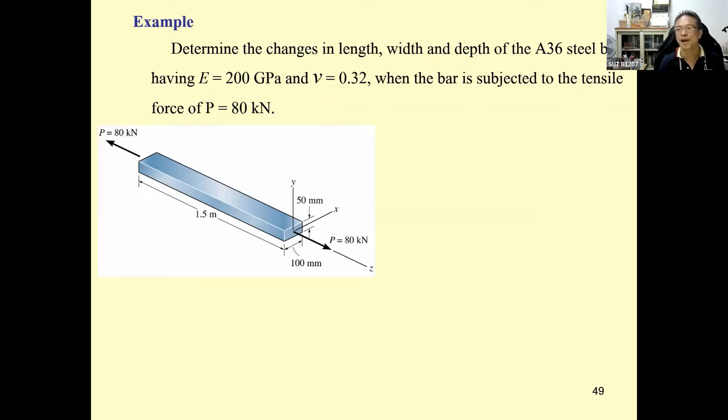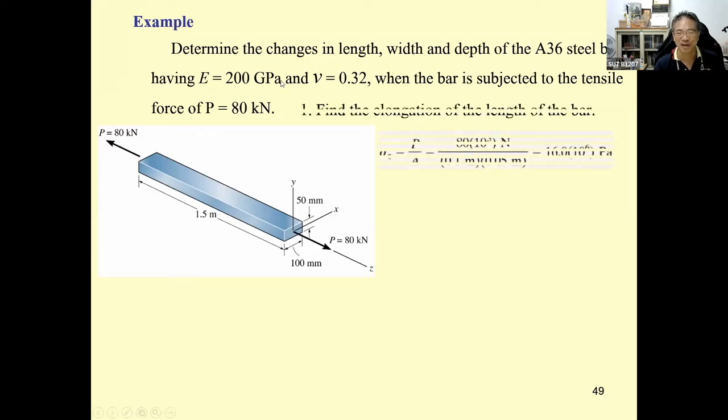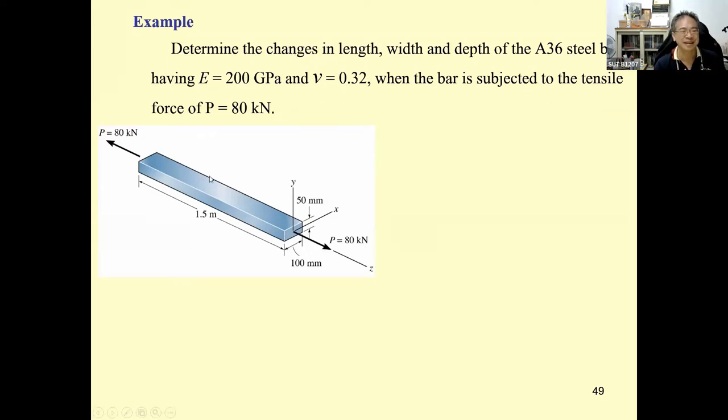Or when you design a hydraulic cylinder, for the ME student or the polymer chemical engineering student, when your hydraulic cylinder gets compression, you have two steel tubes. If something happens and the inside expands, it may cause the hydraulic cylinder to get stuck due to this kind of lateral deformation.